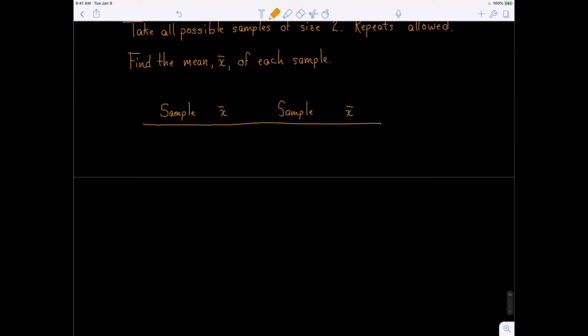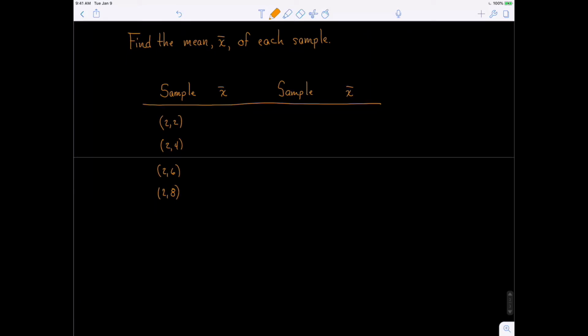So I'm going to be very systematic. I could have a sample of maybe a 2 and then a 2. Then I could have a sample of a 2 and a 4. I could have a sample of a 2 and a 6, 2 and an 8. And those are all my samples that have the 2 coming first.